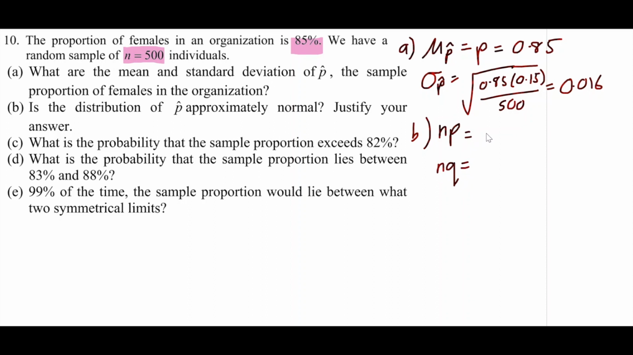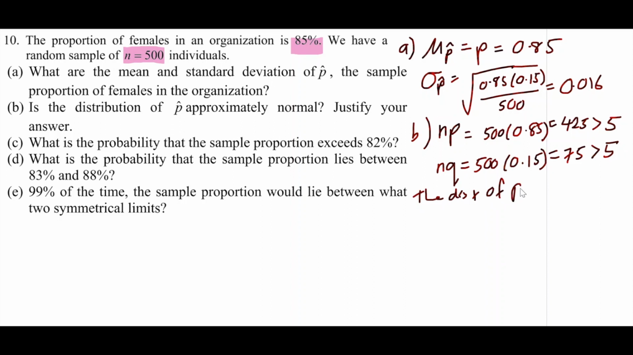So NP will be 500 times 0.85. This gives us 425, which is greater than 5. And NQ is 500 times 0.15, gives us a total of 75, and this is definitely greater than 5. So the distribution of P hat is approximately normal because NP and NQ are greater than 5.